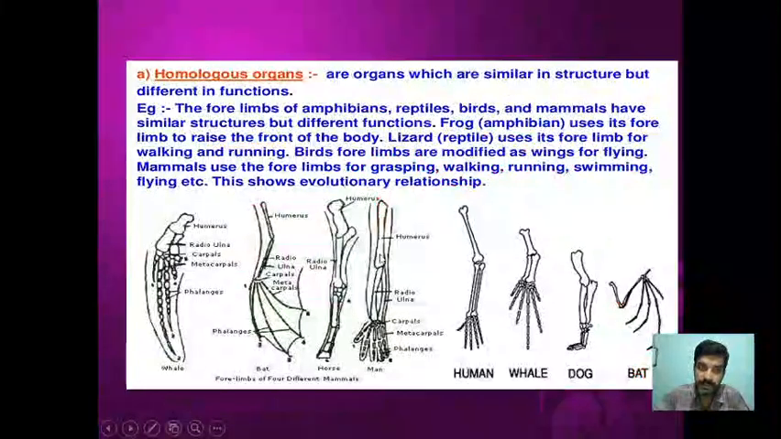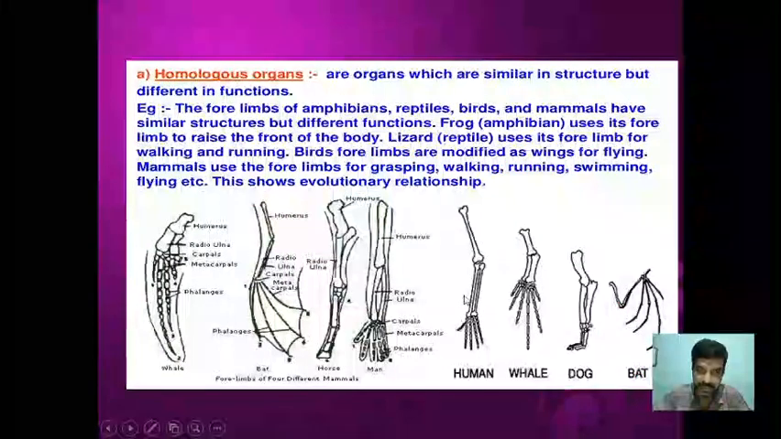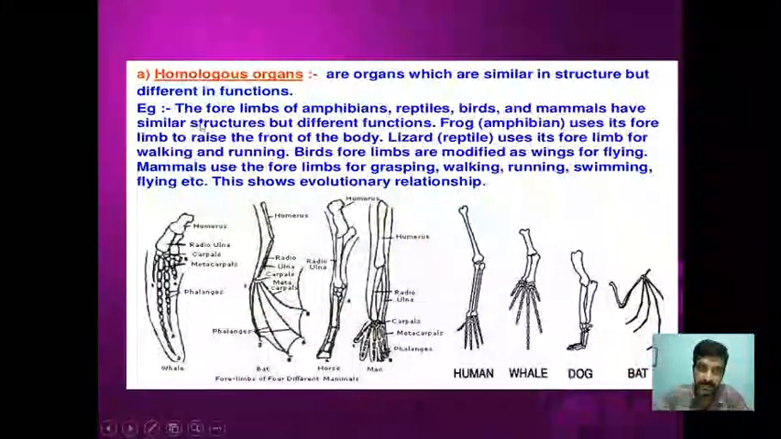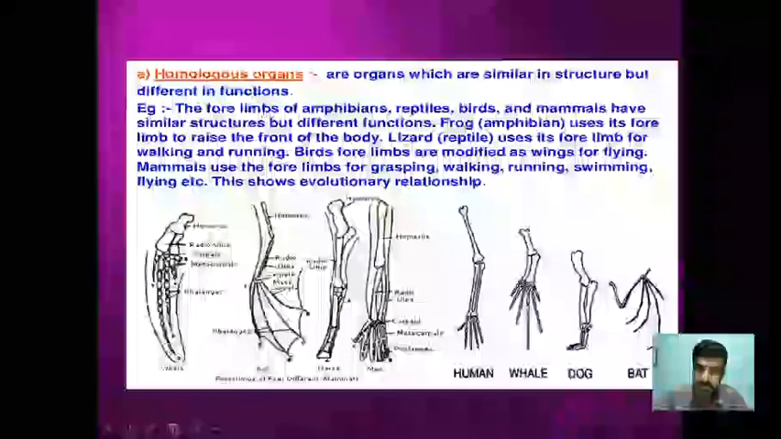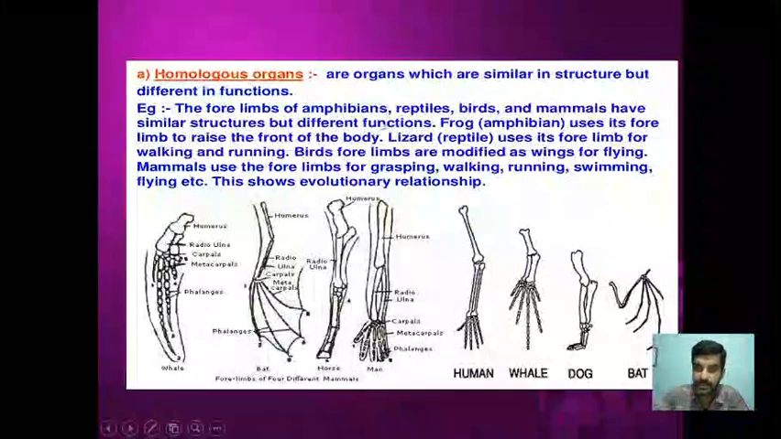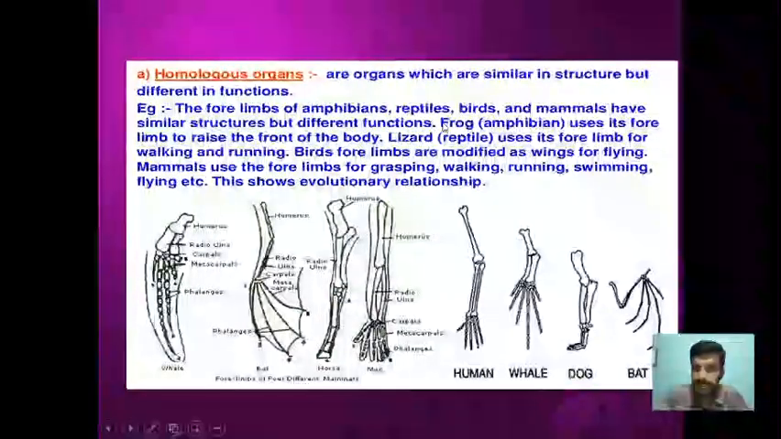Okay. So once again it is the same thing. There are homologous organs, organs which are similar in structure but different in function. The four limbs of amphibians, reptiles, birds and mammals. So that means all the classes of vertebrates have similar structure but different functions.